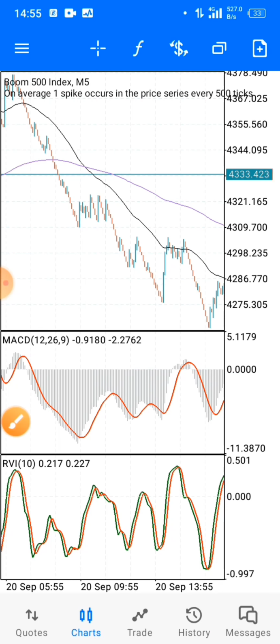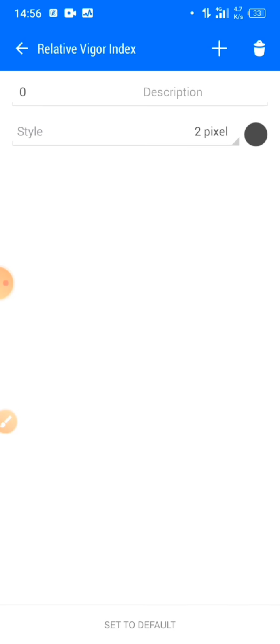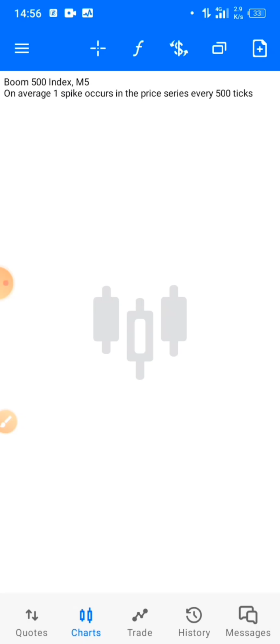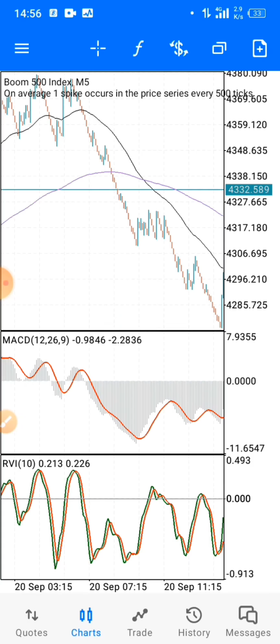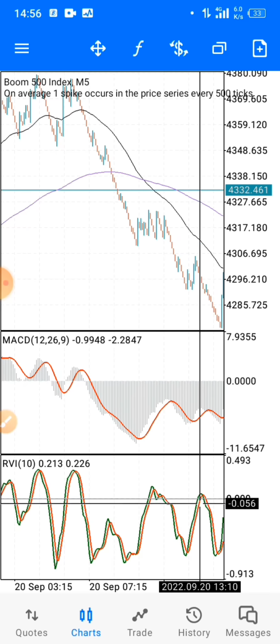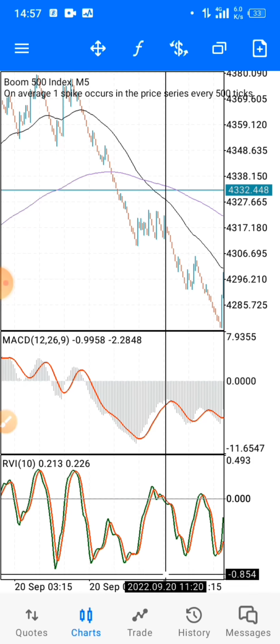Okay, let me go to the settings and make this thicker. I think you guys can see the level that I'm talking about. So the level is 0. Then I'm going to change the pixel to 2. Then for color, I'm choosing black. This is the level that I was talking about, this line right there. So the green and the red have to cross above the 0 level. That's when we're going to be entering.